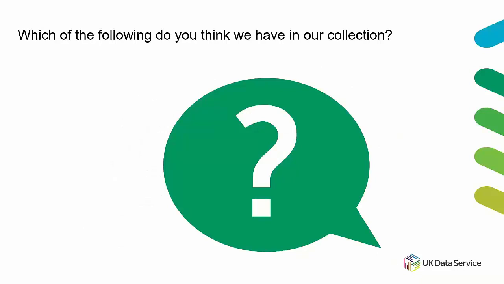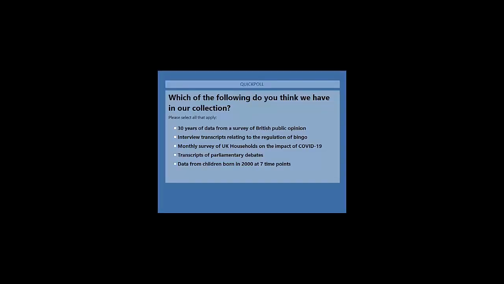So at this point, I've got a quiz question for you. Which of the following do you think we have in our collection? Hopefully you should see some options appearing on your screen. The options are: 30 years of data from a survey of British public opinion, interview transcripts relating to the regulation of bingo, a regular survey of UK households on the impact of COVID-19, transcripts of parliamentary debates, and data from children born in 2000 at 7 different time points.